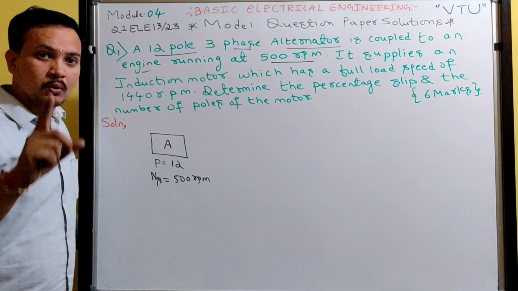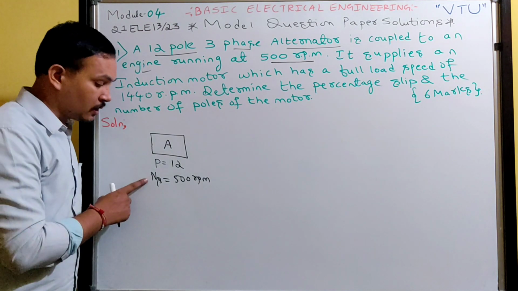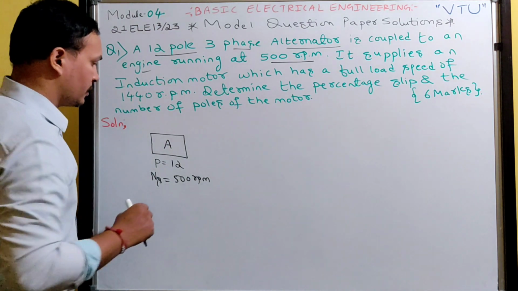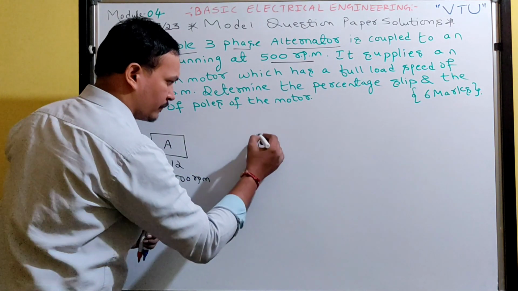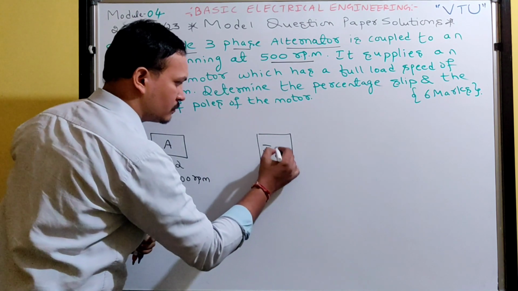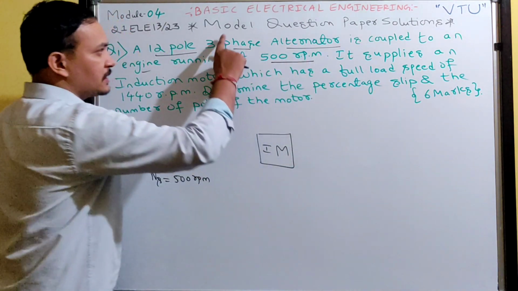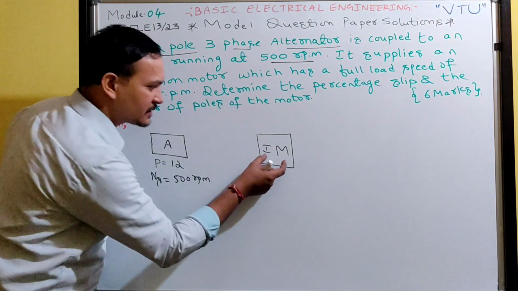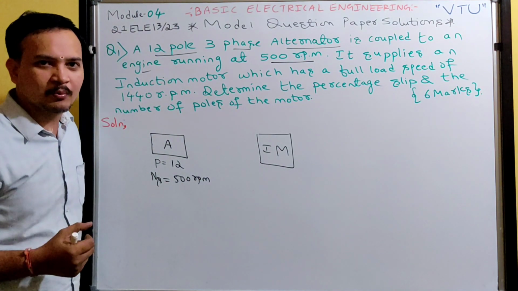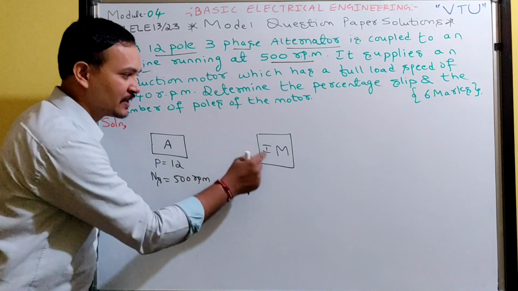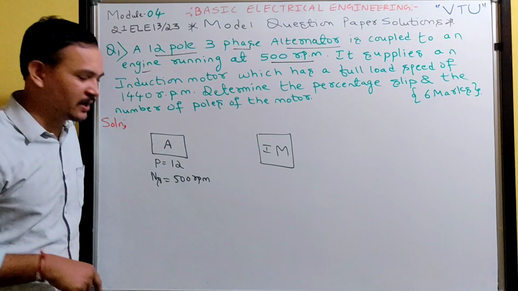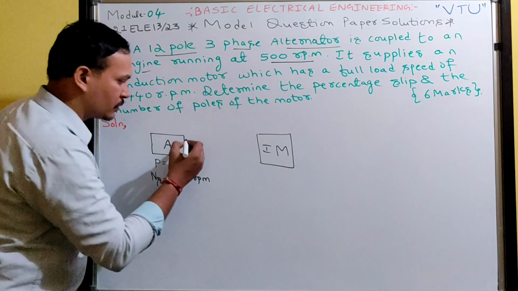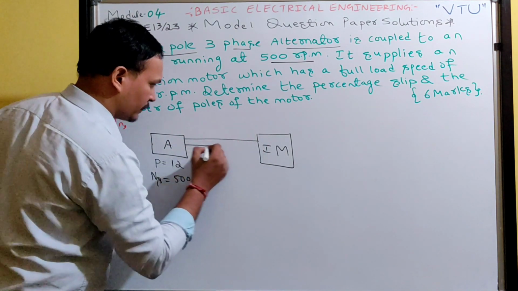See, an alternator runs only at one specific speed, that is called synchronous speed, but an induction motor runs at two speeds. Now this is the induction motor. On this other side I am writing induction motor, IM. What do you mean by motor? Electrical to mechanical. For this induction motor, I need an electrical supply to run it. Where am I getting the electrical supply? From the alternator. What is an alternator?